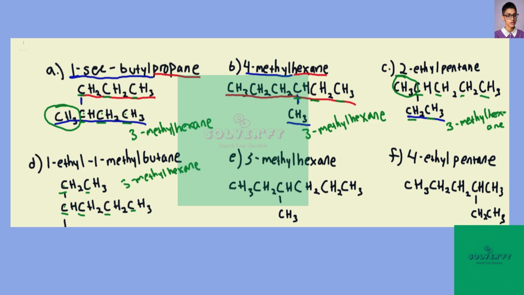3-methylhexane, I mean, I don't even have to problem solve for this one. 3-methylhexane is equivalent to 3-methylhexane. And then 4-ethylpentane, we'll do the same process. 1, 2, 3, 4, 5, 6 continuous carbons, and 1 methyl group, which is off the 3rd carbon. So this is also 3-methylhexane.